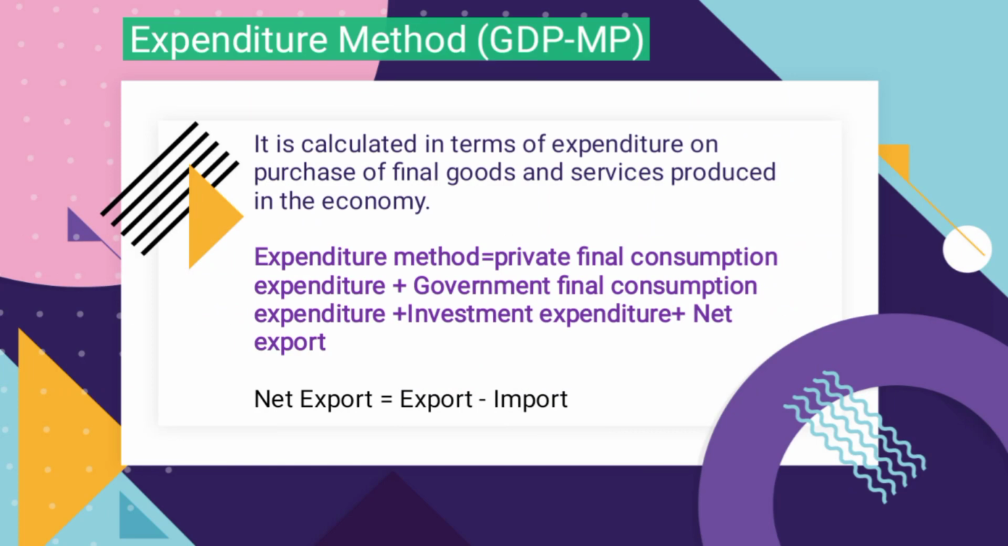The next method is the expenditure method. It is also known as GDP at market price. We can find out GDP from this method. It is calculated in terms of expenditure on purchase of final goods and services produced in the economy. The expenditure method consists of private final consumption expenditure plus government final consumption expenditure plus investment expenditure plus net export. Net export consists of export minus import.